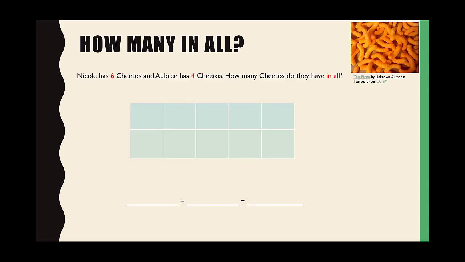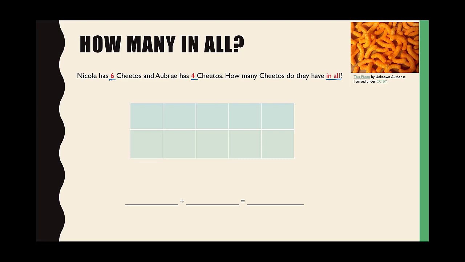All right, we're going to try another one. This time we don't have pictures to help us, so we're just going to have to use our 10 frame and use our word problem to help us. It says Nicole has 6 Cheetos and Aubrey has 4 Cheetos. How many Cheetos do they have in all?